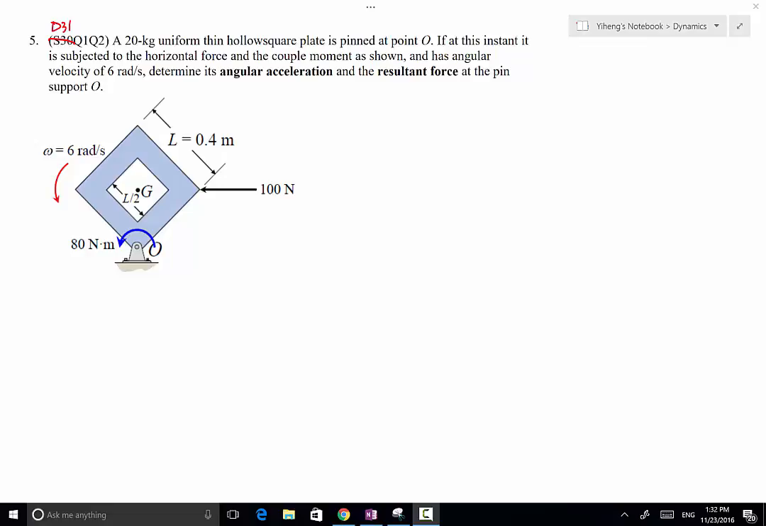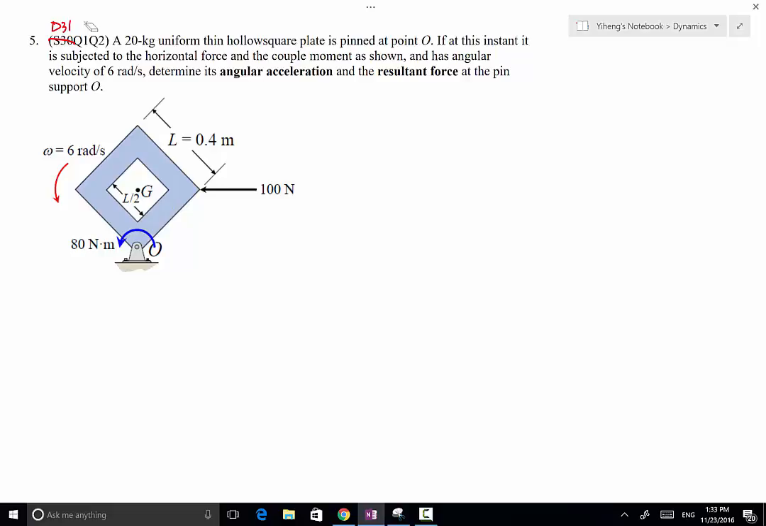Let's look at this problem. This is actually from my dynamics video 31, not statics. In this problem, we have this 20 kilogram uniform thin hollow square plate that is pinned at point O. Therefore, it can only rotate about point O, about this axis passing through point O, perpendicular to my screen.